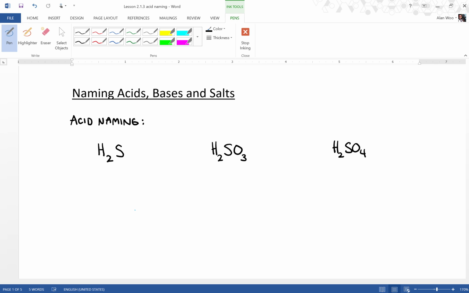Whenever you're naming acids, there's basically three types of acid naming rules, and I'm going to use these three substances as examples. What you will actually need is your periodic table package. On the back side, it should have all of your complex ion names. If you have that out, that will be helpful. So let's look at what these three substances have in common.